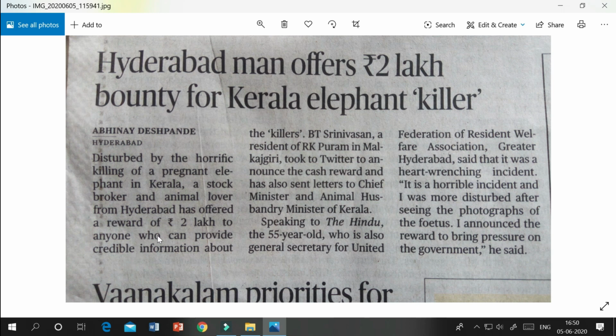Here also it is beginning with who, so I called it a conjunction clause. Fine. Now third sentence. Speaking to the Hindu, the 55-year-old, who is also General Secretary for United Federation of Resident Welfare Association, Greater Hyderabad, said that it was a heart-wrenching incident. So this is the third sentence.